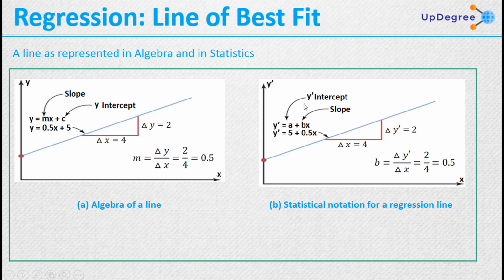What is a? That is the y dash or y prime intercept, and b is known as the slope. So if delta x is equal to 4 and delta y dash is equal to 2, then b, the slope, can be calculated as delta y dash by delta x, which is about 0.5. If the intercept is 5, then y dash equals 5 plus 0.5x will be the equation of this regression line. So in statistical notation, the expression is y dash equals a plus bx, where a is the intercept and b is the slope.